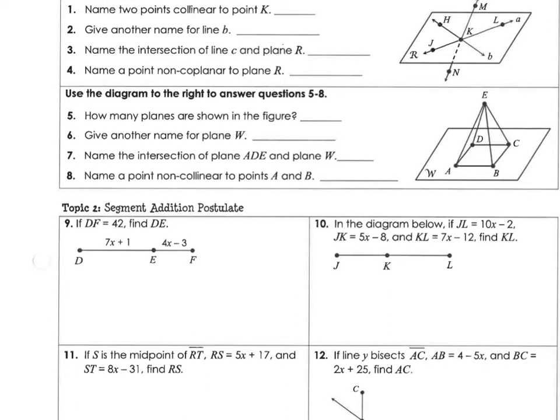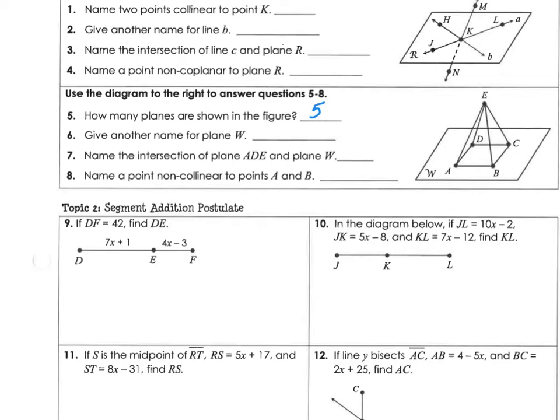So how many planes are shown in this figure? Let's count them. We have 1 here, and then 2, 3, backside's 4. This part here would be 5. So you have 5 planes. Okay. Everybody understand how we got that? Just count the sides of the triangle and then the base.